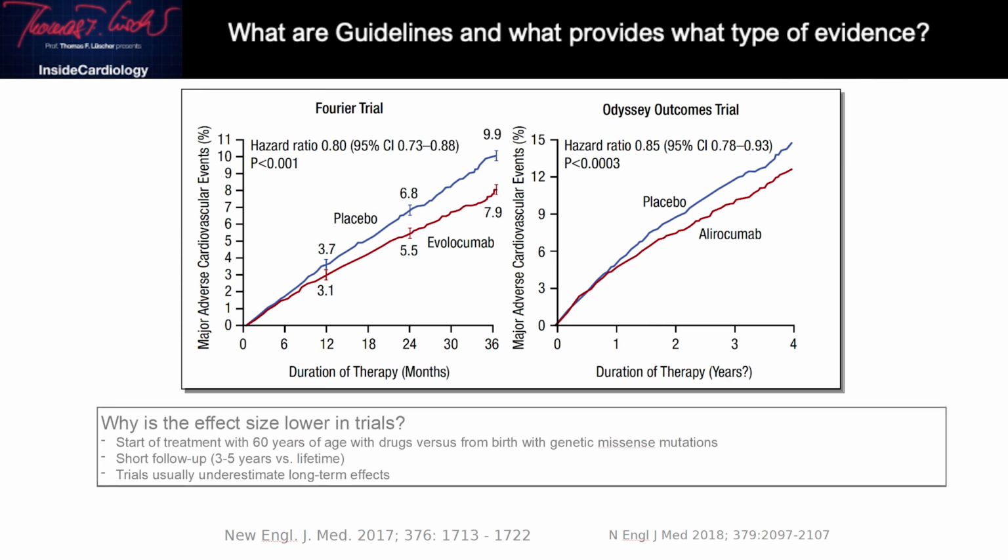Well, why is the effect size lower in trials? Because the start of treatment is usually within 60 years of age, 50, 60, 70 rarely, with drugs versus from birth with a genetic missense mutation. And the short follow-up is also a big issue because it's 3 to 5 years in trials versus lifetime with a genetic missense mutation. So trials usually underestimate the long-term effects of such an intervention.